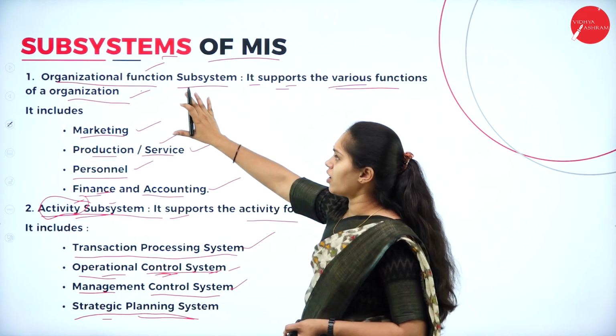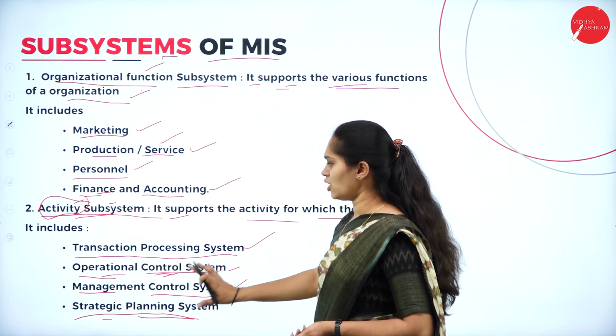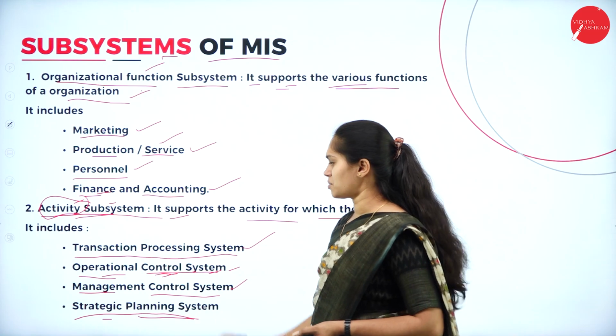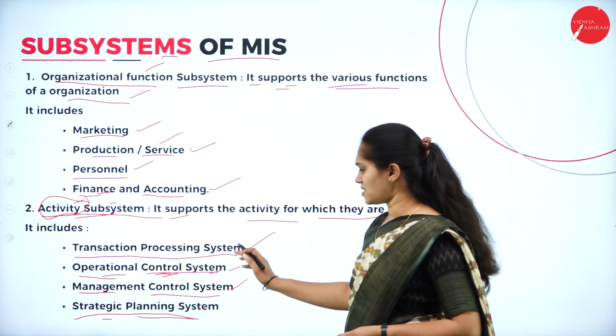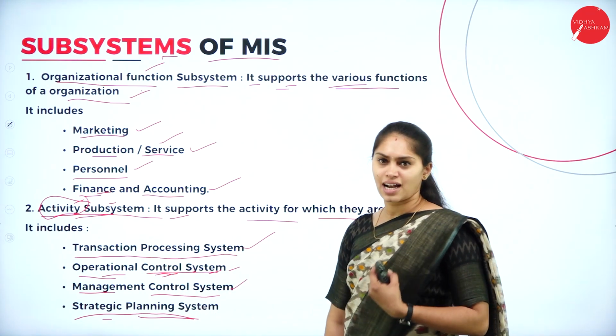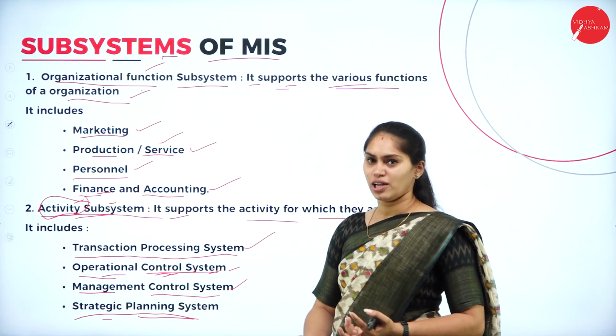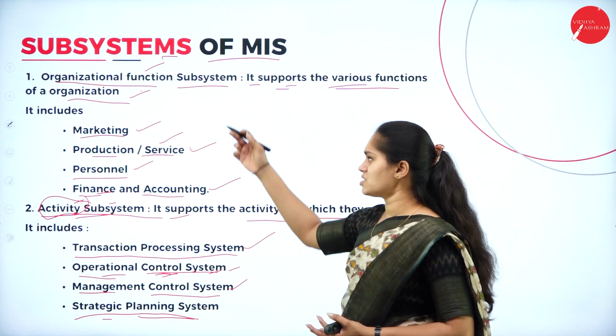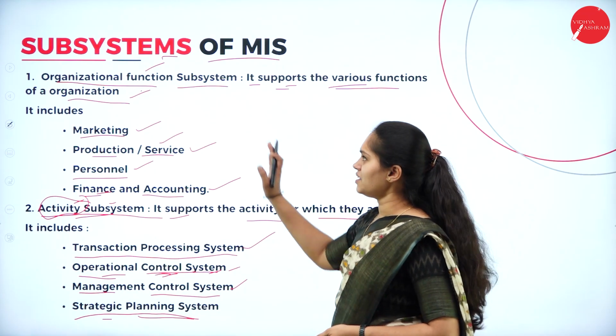So we have an organizational function subsystem along with an activity subsystem. You have to write what this transaction, operational, management and strategic planning system is all about and what it is concerned with. All that you have to write in this topic.